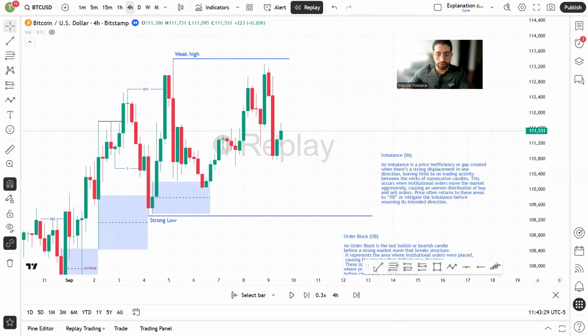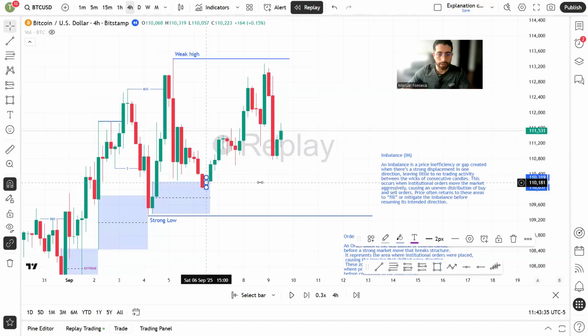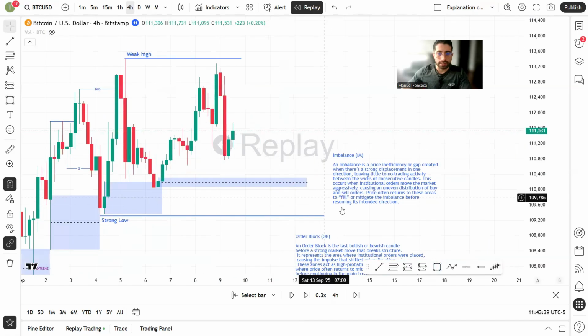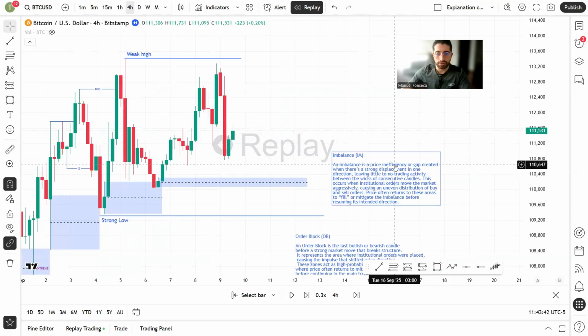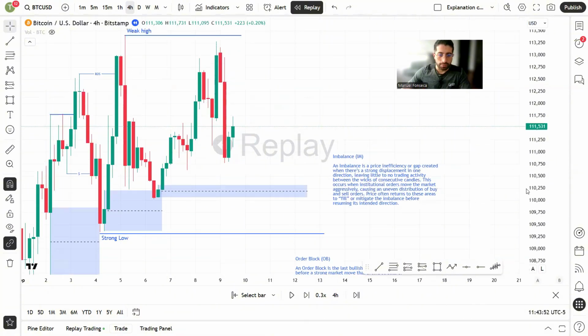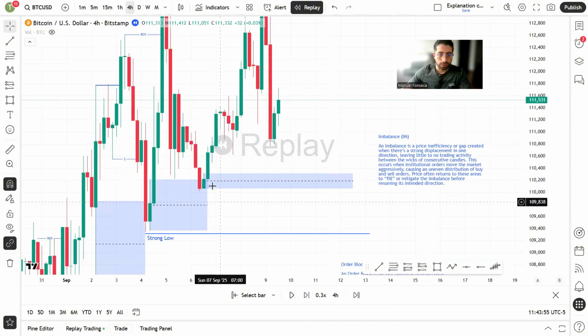And I said to you in some of the previous videos that order blocks and imbalances are actually very near one from each other, right? And now let's read the definition of an imbalance. An imbalance is a strong displacement in one direction, leaving little or no trading activity between wicks of consecutive candles. So if you see here clearly, we have 3 consecutive candles in a bullish movement, right?